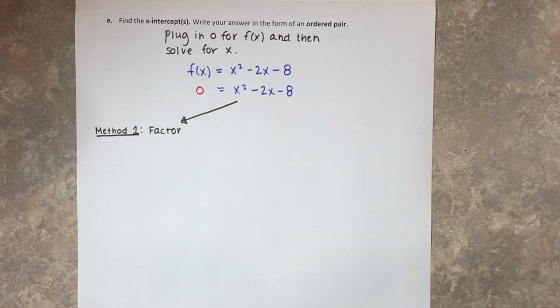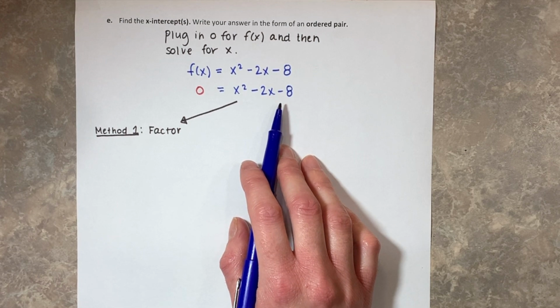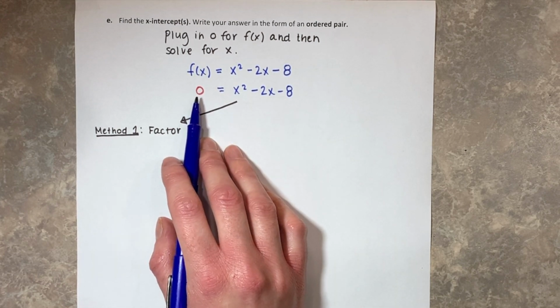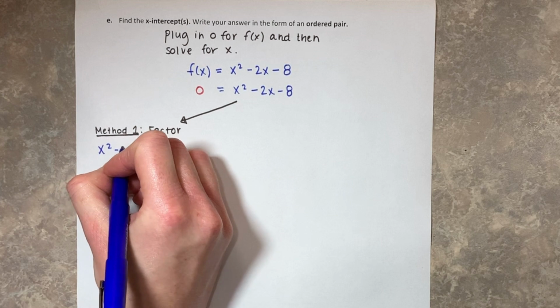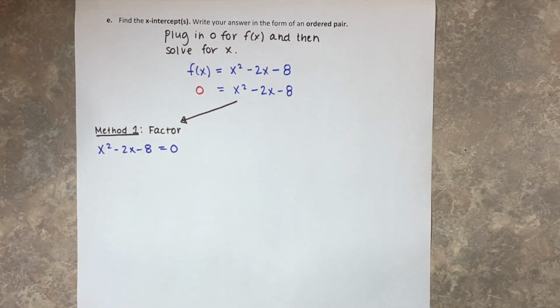Let's start off by seeing if we can solve this by factoring. In order to factor this quadratic function, we'd like it in standard form. And while this is fine, it's more common for standard form to have 0 on the right side, so I'm just going to rewrite this as x squared minus 2x minus 8 is equal to 0. Now it's officially in standard form.